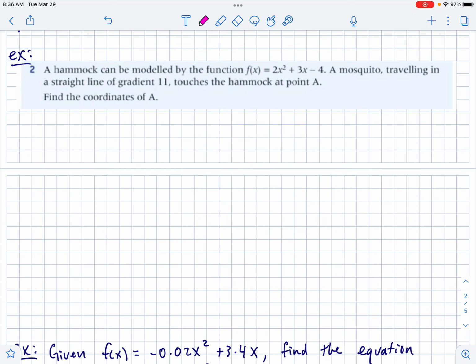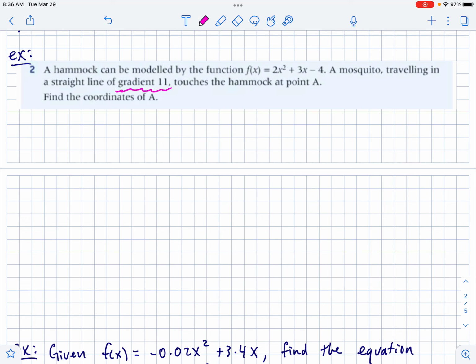Second one. A hammock can be modeled by f of x equals 2x squared plus 3x minus 4. A mosquito traveling in a straight line of gradient 11 touches the hammock at point A. Find the coordinates of point A. This is the most hilarious word problem I've ever seen. It's like, is this an application? This is not real world math. Come on, just give us the function and say you want us to find the point where the slope of 11 touches the thing. So whatever. Okay.